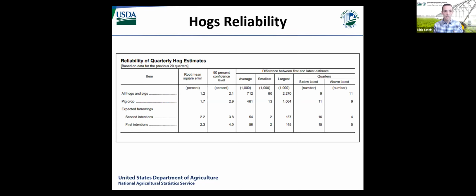Because it gets back to our goal, which is just to publish the best data that's out there. We're not trying to publish a high number or a low number. Our goal is to publish the best number. And this is what this table shows.